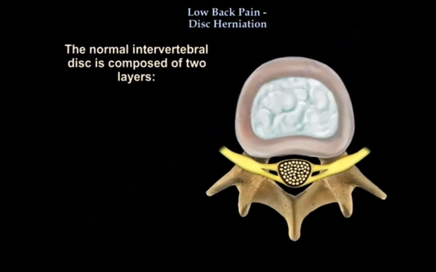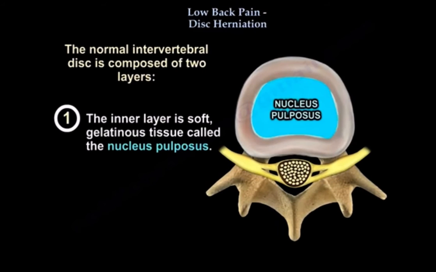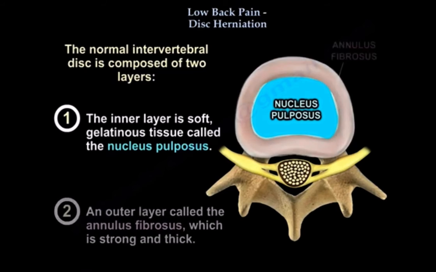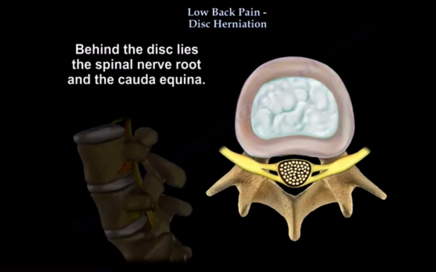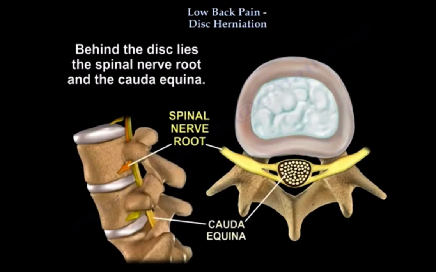The normal disc is composed of 2 layers. The inner layer is soft gelatinous tissue called the nucleus pulposus, and the outer layer is called the annulus fibrosus, which is strong and thick. Behind the disc lie the spinal nerve root and the cauda equina.